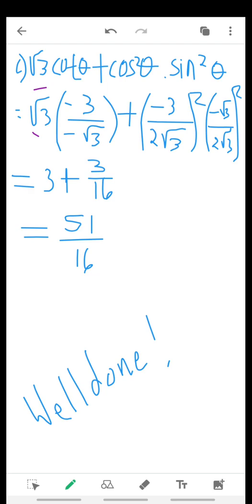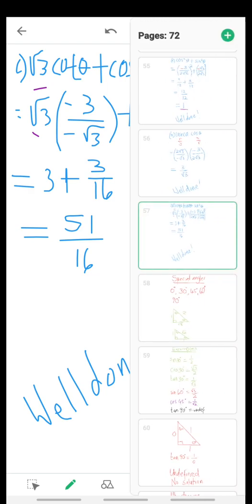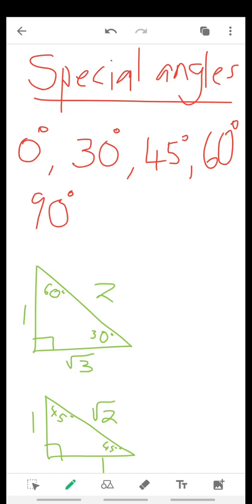And we substituted minus 3 over minus root 3, plus cos squared theta is cos theta squared, which is x over r all squared. There we go, substitution. Then sin squared theta is sin theta all squared, which is y over r all squared. The answer became 51 over 16. Well done. And then that brings us to special angles.